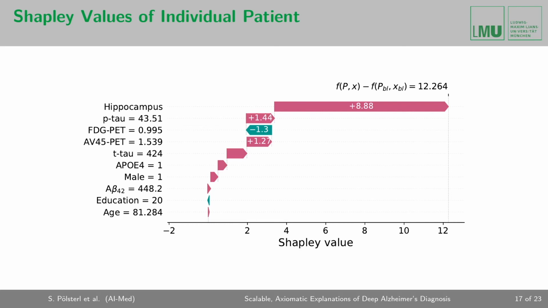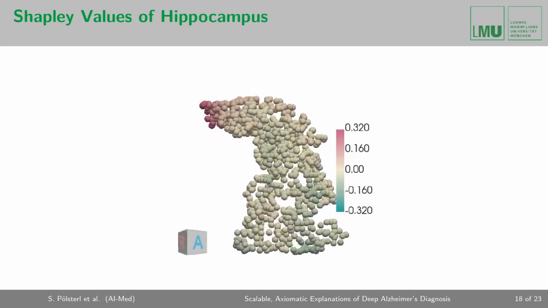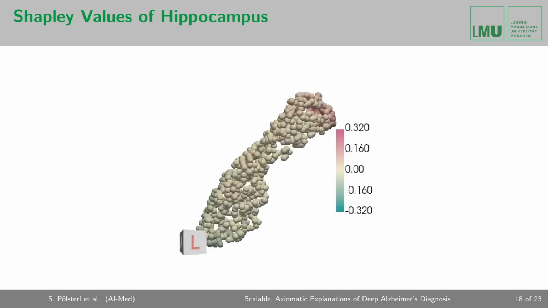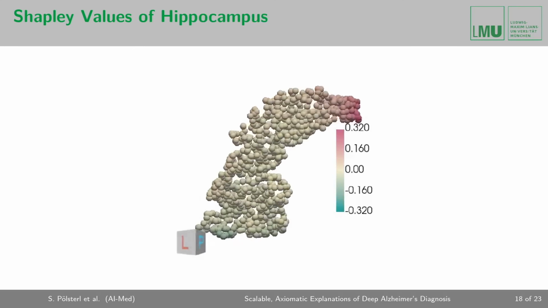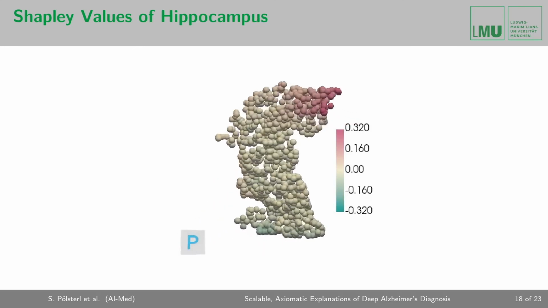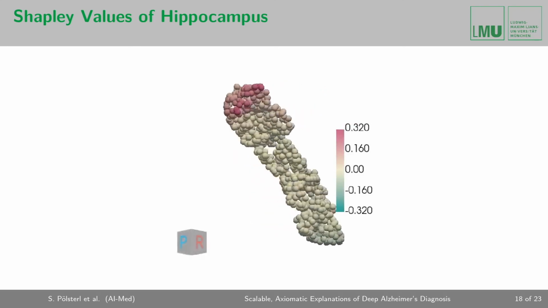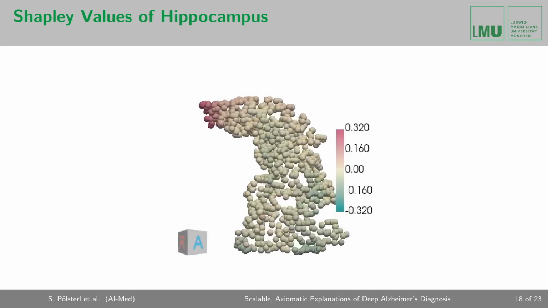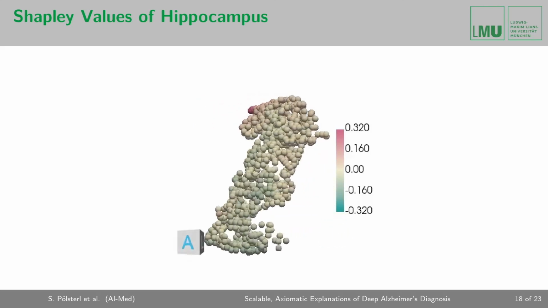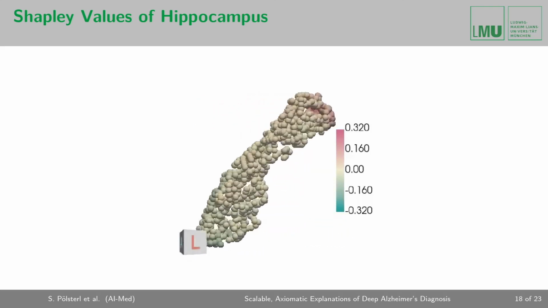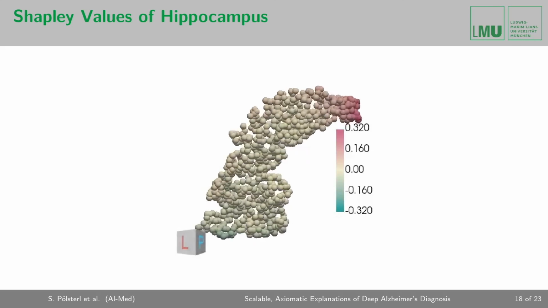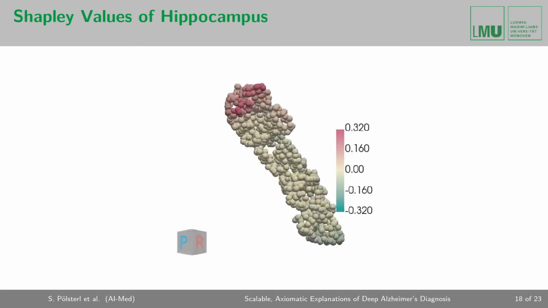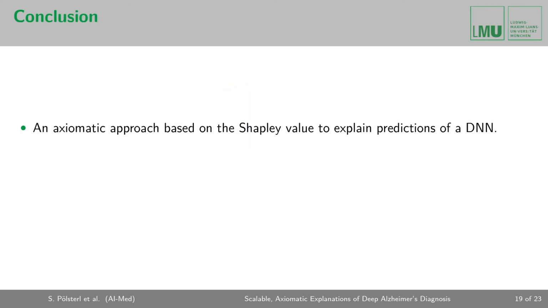The previous plot summarized the contribution of the entire hippocampus structure as a single Shapley value. This plot shows the Shapley values of individual points of the hippocampus point cloud. It reveals that the most important points, colored in red, are located in the CA1 subfield of the hippocampus. This is another reassuring explanation because atrophy in the CA1 subfield is an established marker for Alzheimer's disease.